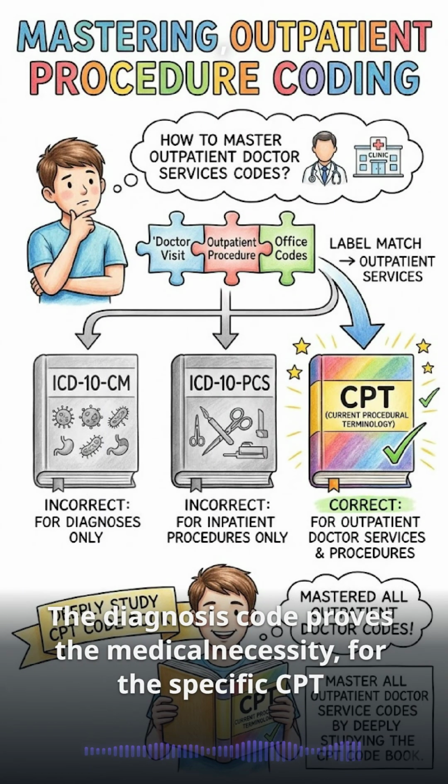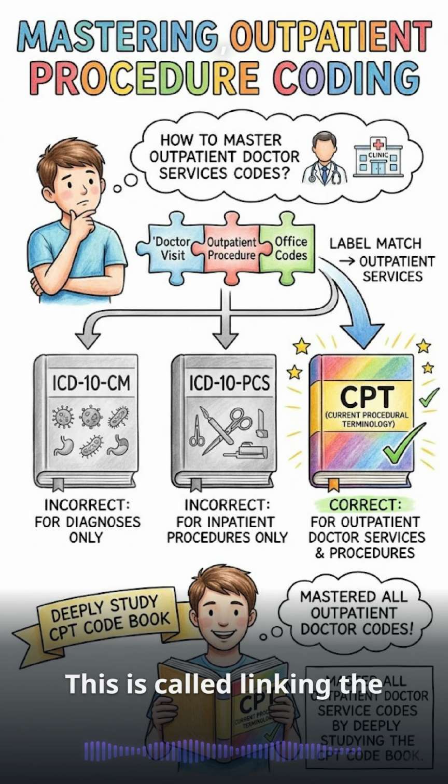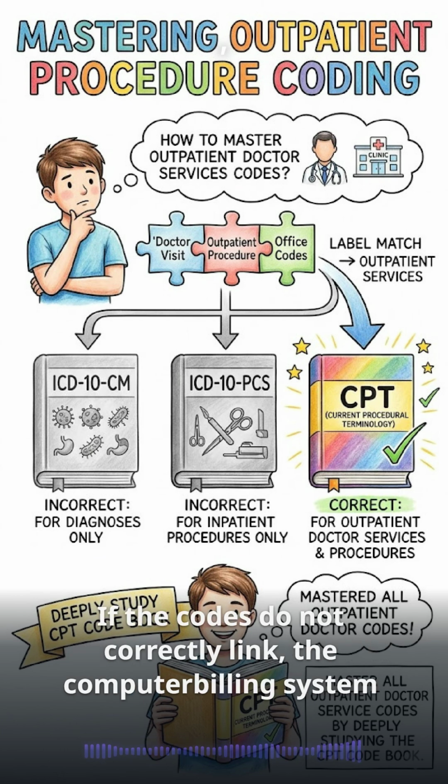The diagnosis code proves the medical necessity for the specific CPT procedure code. For a quick example, you cannot bill a broken leg cast for a sore throat. The broken leg diagnosis must clearly match the application of the heavy leg cast. This is called linking the codes, and you must do it very perfectly always. If the codes do not correctly link, the computer billing system will reject your claim.